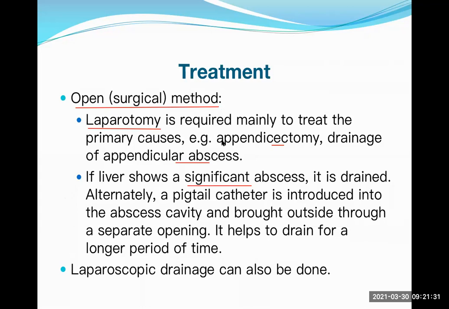After that, we always put one catheter for drainage for a few days, because after the surgical treatment there may be some exudation. Some necrotic material may still be there. That necrotic material should not collect in that area. It should drain outside, and that is done by the drain. Another way is laparoscopic drainage. This is also very popularly done these days. It is a bit easier surgery than the laparotomy. Here only 2 to 3 holes are made on the anterior abdominal wall, and with the help of a laparoscope, the treatment is done.